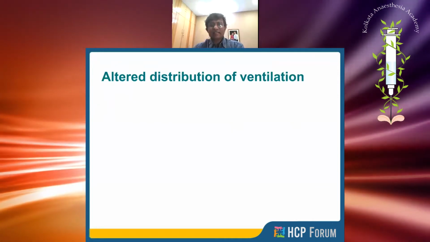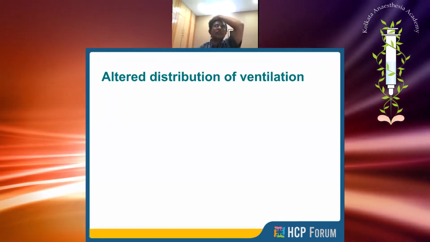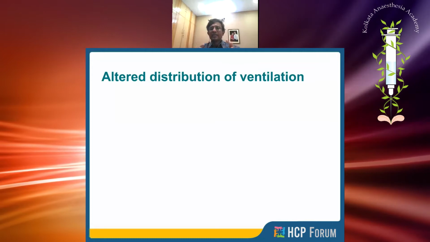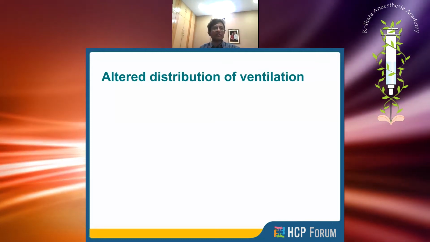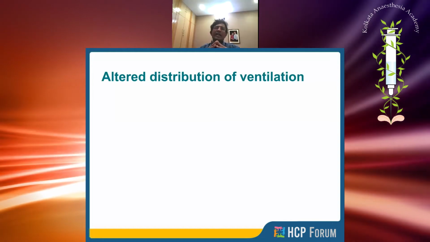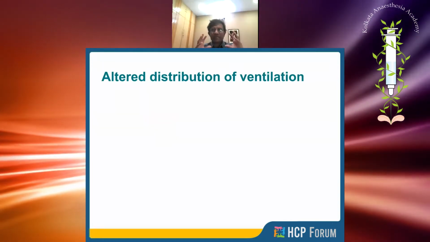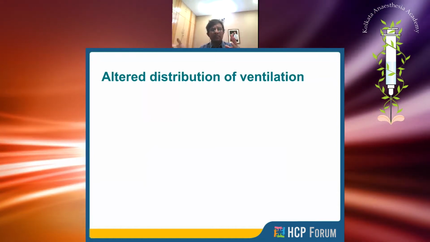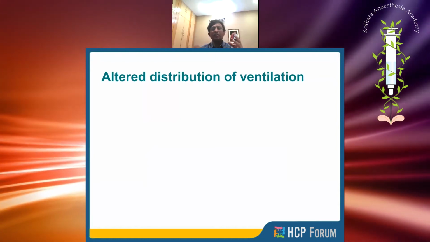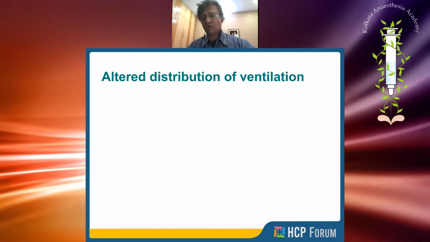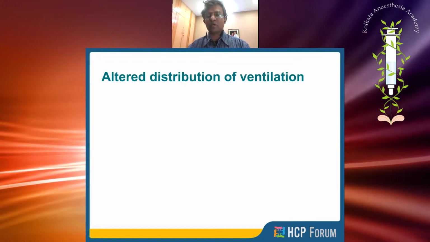So now let's move on from FRC and look at the mechanics of breathing. With general anesthesia, what happens to the distribution of ventilation? Essentially, what we will try and do is look at what is happening to ventilation, and look at the other part, which is what is happening to the flow or the vascular component of the physiology of breathing.